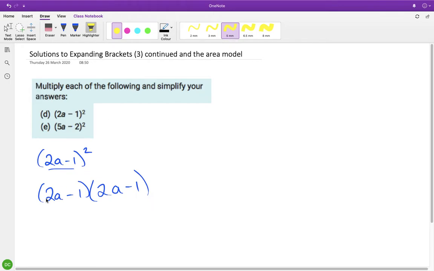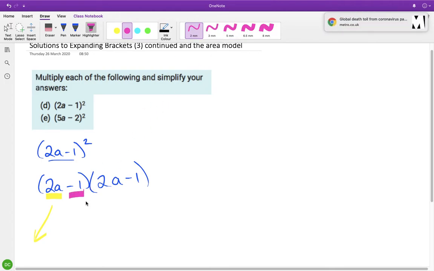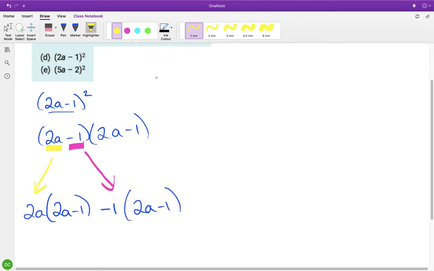We then use our rule, which is split the first bracket and multiply by the second. So I'm going to take this and put it there, and then take this and put it over here. I have the 2a here and the minus 1 here, and after the 2a I put the second bracket, and after the minus 1 I put the second bracket. I am then going to take the 2a and distribute it across the first bracket, and take the minus 1 and distribute it across the second bracket.